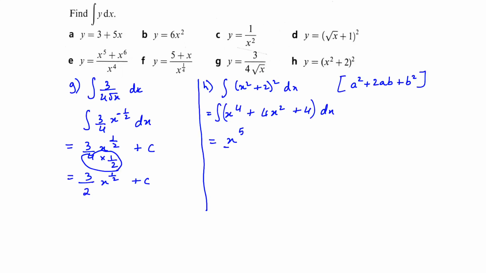4 plus 1, 5 over 5. 2 plus 1, 3. We divide this term by 3. And here we have only 4, so we will put an x next to it plus c. So we are done with this question.